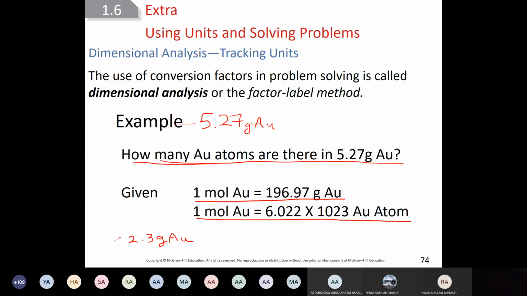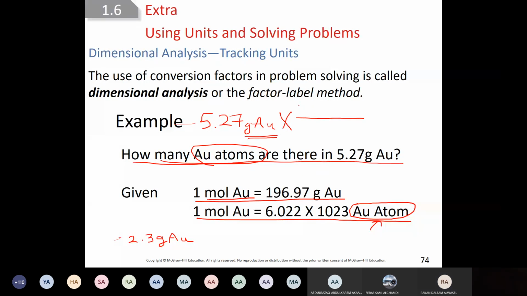How many what? Atoms. Here is Au atom. I want my answer to be with this unit. But what I have at this time is gram Au. What should I do to get rid of this unit and make it something else instead of gram Au? Fraction. I want to make it mole first.